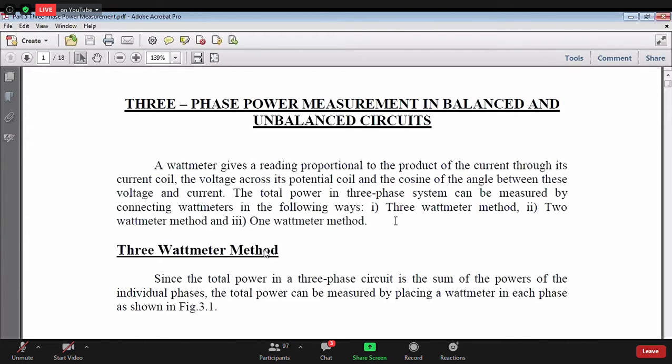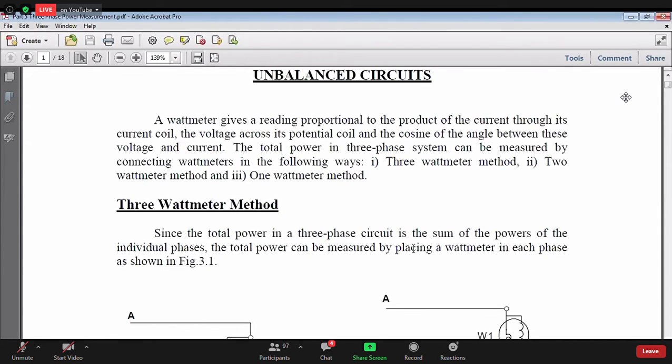Now I am sharing a PDF file, the three wattmeter method. Okay, if it is visible, then I will explain. Yes, sir, it is visible. Okay, let me go forward then.